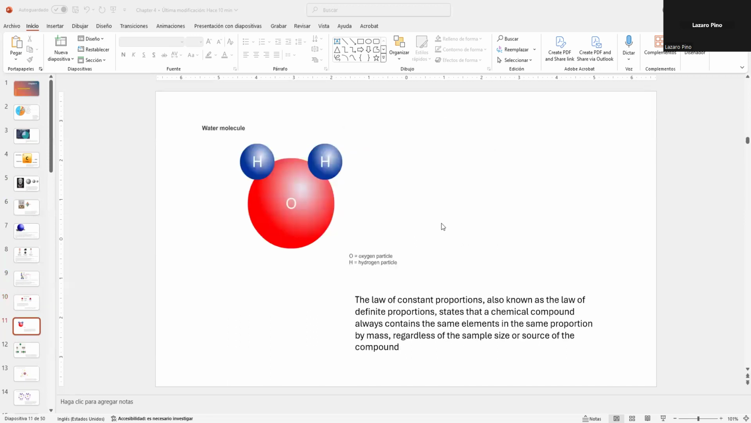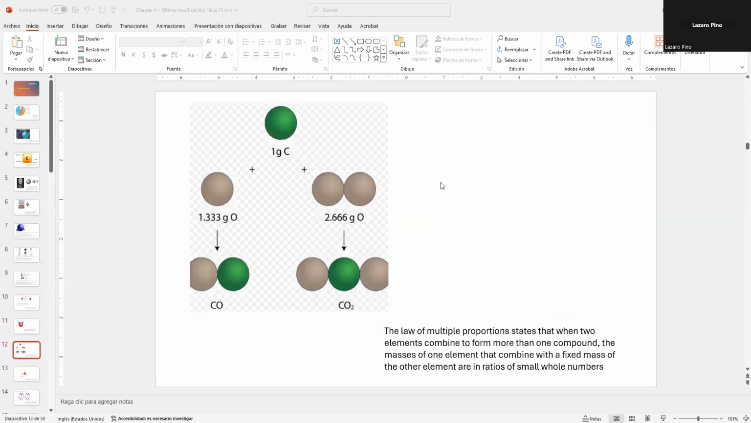And also, he said that the atoms combine in constant proportions. Here you have, for example, oxygen. One atom of oxygen combines with 2 of hydrogen. But also, he observed the law of multiple proportions, that sometimes one atom combines with another in different ratios. This is the case of carbon plus oxygen that can produce carbon monoxide or carbon dioxide.